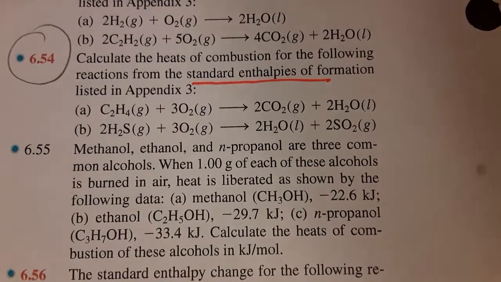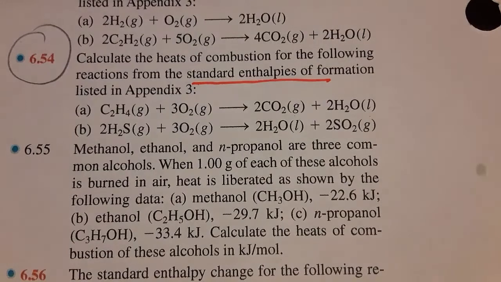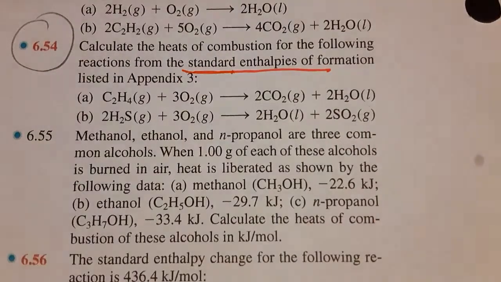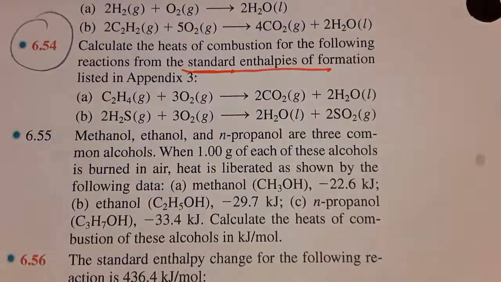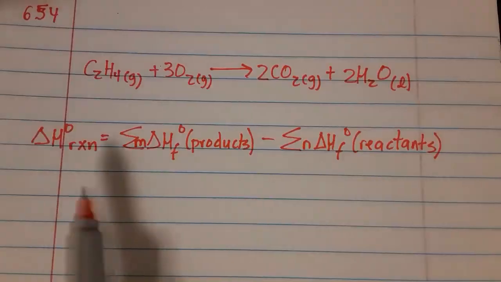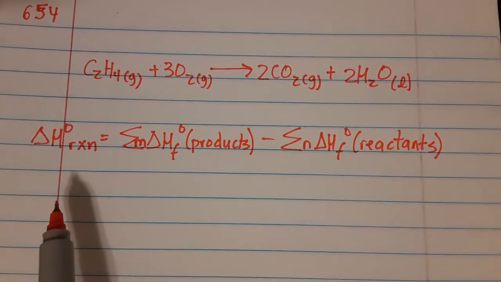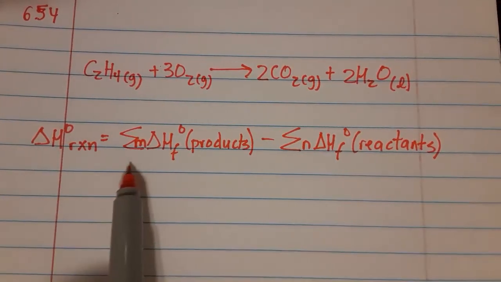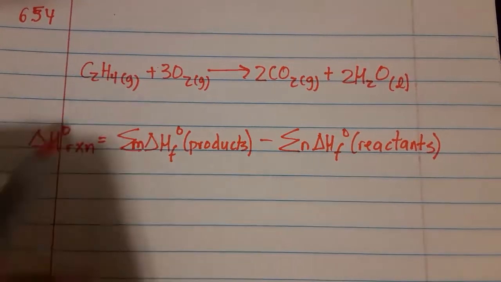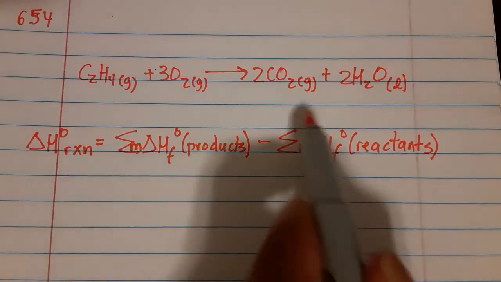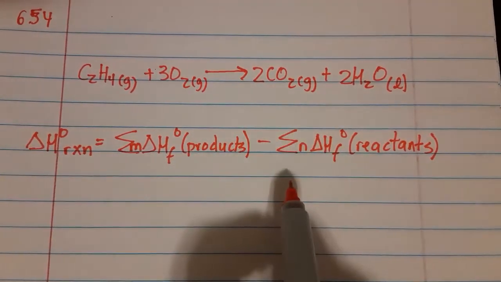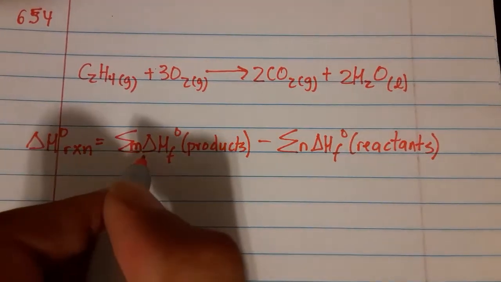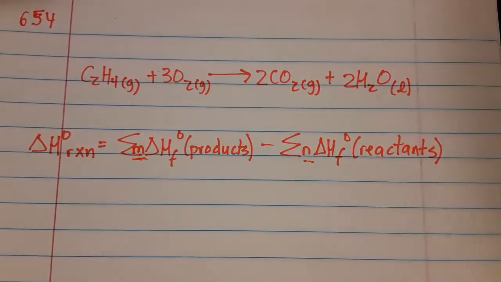So the equation to solve this problem and get the delta H of the reaction, the enthalpy of the reaction at standard state, so the key word here is standard, is this equation right here. I rewrote the equation of the combustion. The enthalpy of the reaction at standard state is the sum of the enthalpies of formation of the products minus the sum of the enthalpies of formation of the reactants. Very important that you multiply by the stoichiometric coefficient.